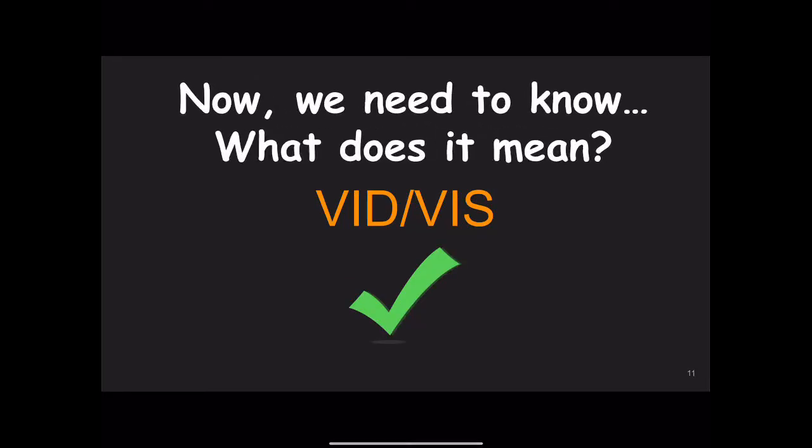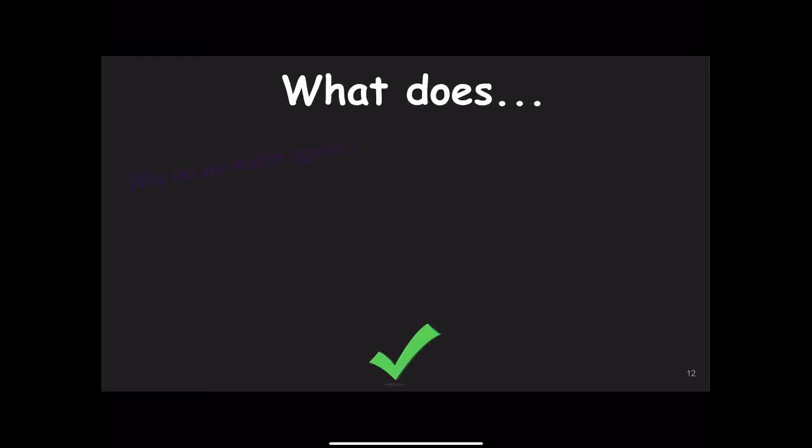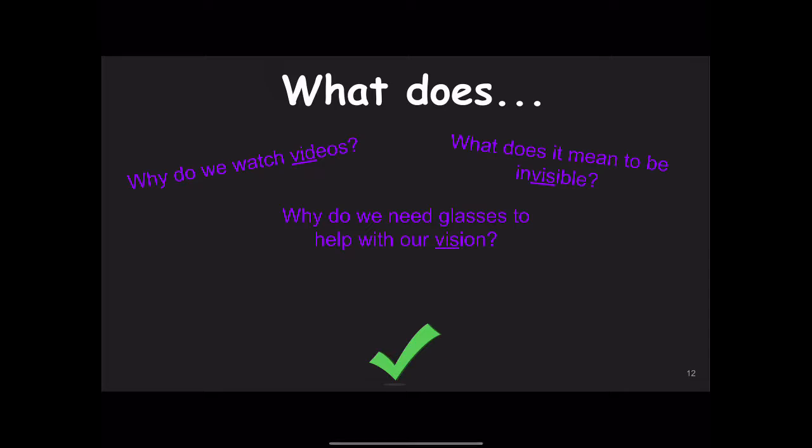So now we need to know, what does vid or viz mean? Vid, viz. So we have video, vid as in video, and viz as in vision. Even though we say that with a Z sound, it is spelled with an S. So why do we watch videos? Why do we need glasses to help with our vision? Maybe some of you need glasses. And what does it mean to be invisible? So those are all examples of words that contain vid and viz.